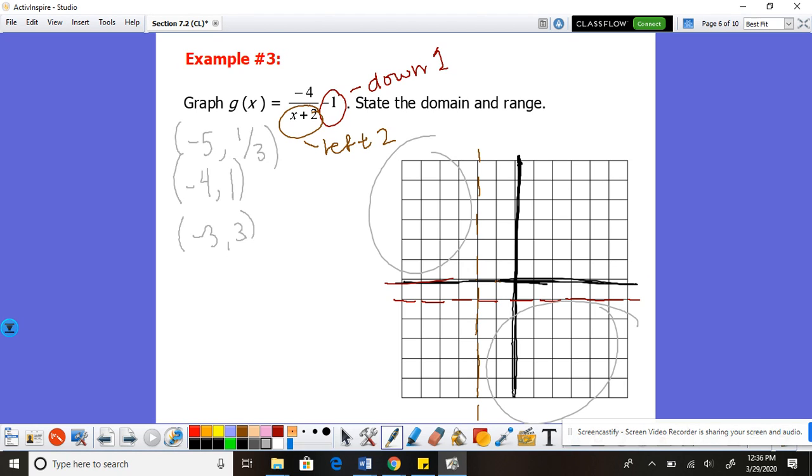Okay, so if I plot these, 1, 2, 3, 4, 5, and 1/3 would be here. -4 and 1, 1, 2, 3, 4, 1 would be here. And -3, 3, 1, 2, 3, 1, 2, 3. So I like this, and then follow your asymptotes. Here, let me draw that in a different color. Like that.